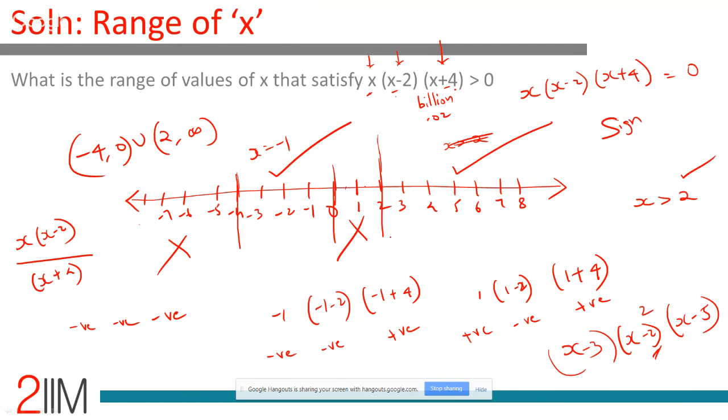We are only worrying about the sign here, not the magnitude. Remember? So we talk about whether positive or negative. If x into x minus 2 into x plus 4 is positive, then x into x minus 2 by x plus 4 will also be positive. So whether it's product or quotient, this could be x by x minus 2 into x plus 4 greater than 0. The answer remains exactly the same.